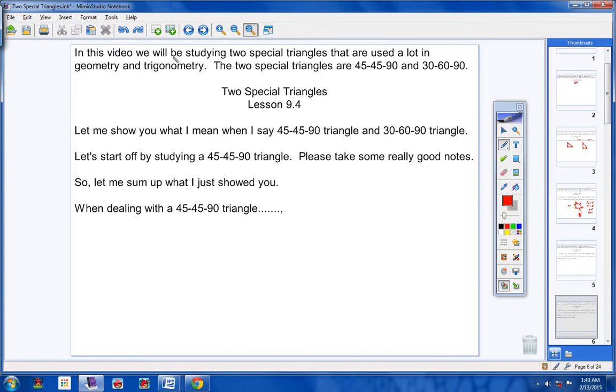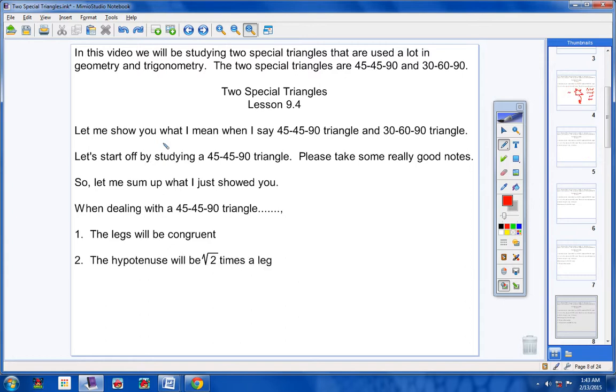Number 1, when dealing with a 45, 45, 90 triangle, the legs will be congruent. So write that down, okay? If you didn't understand what I just said, at least you can memorize what I'm saying now. The legs will be congruent. Next, the hypotenuse will be square root of 2 times the leg. I just showed that to you. So if you want to know what the hypotenuse is, you multiply the leg times square root of 2.